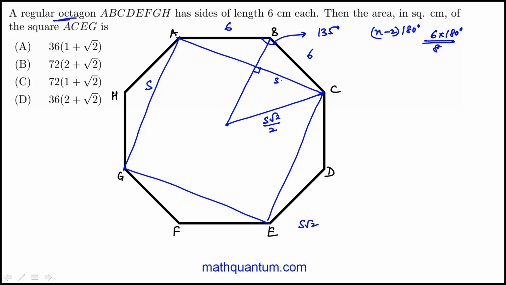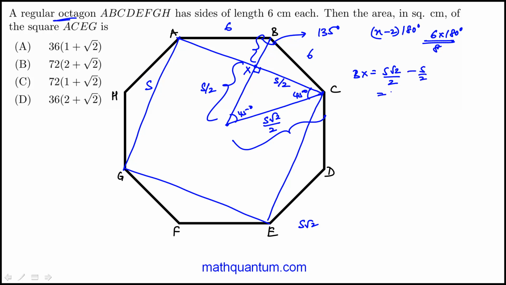we know that this is S over 2, because that's half of the side of the square. Now, because this is 45, this is a right isosceles triangle, so this is also S over 2. We know this entire length is S root 2 over 2, so this piece here, let me call this point X, BX would be S root 2 over 2, half the diagonal, minus S over 2. So that's the first step.